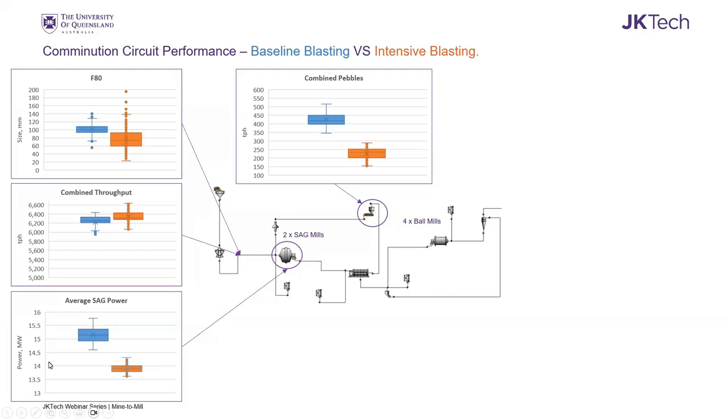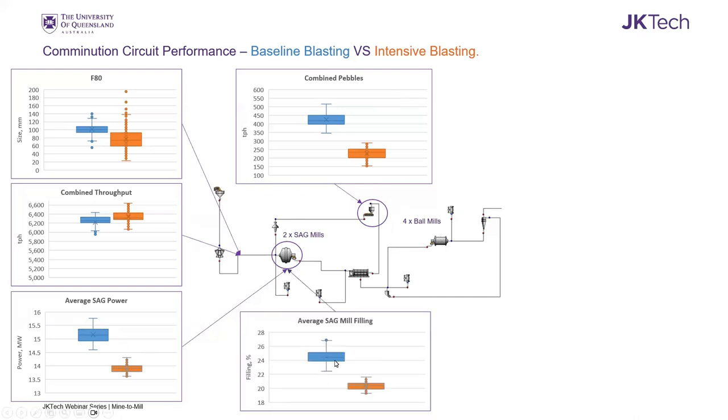So this is the average SAG mill power of the two lines. I should mention they have 20 megawatts installed power on each SAG mill. With the baseline blasting, they got just about 15 megawatts of power draw, whereas with finer material this was even lower, just under 14 megawatts average SAG mill power with the fine feed ore campaign. Again, each ore campaign took 12 hours.